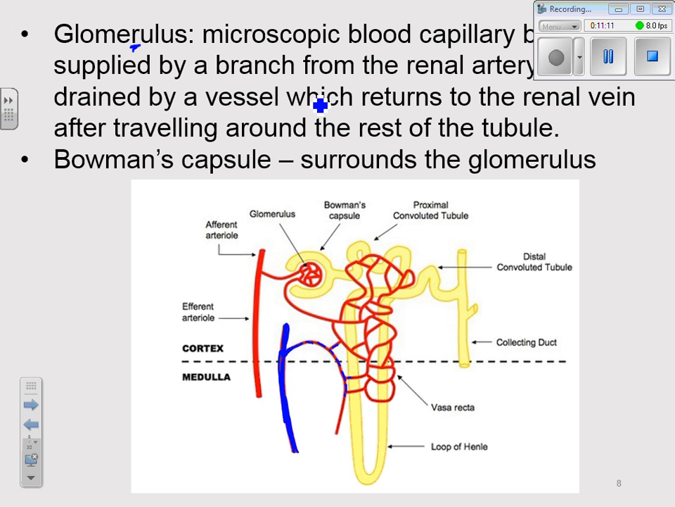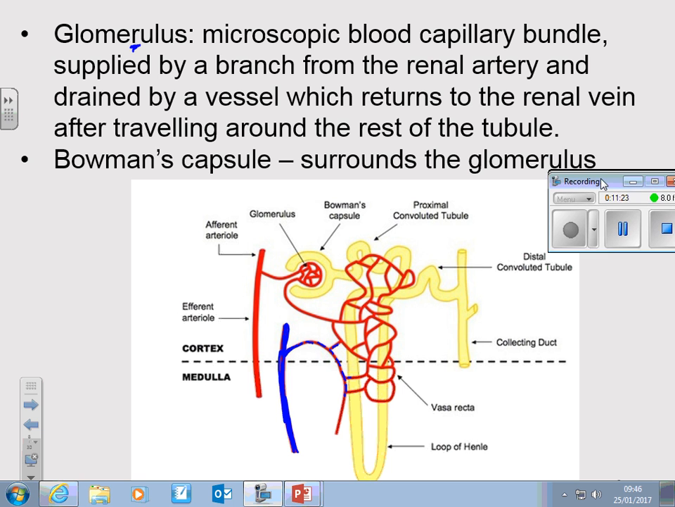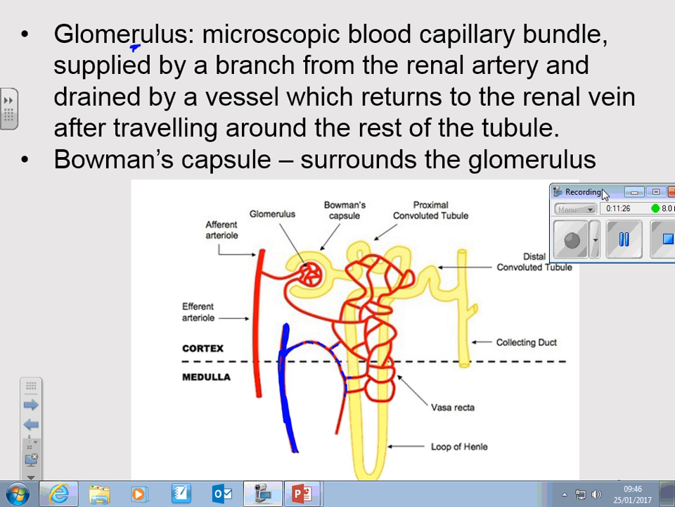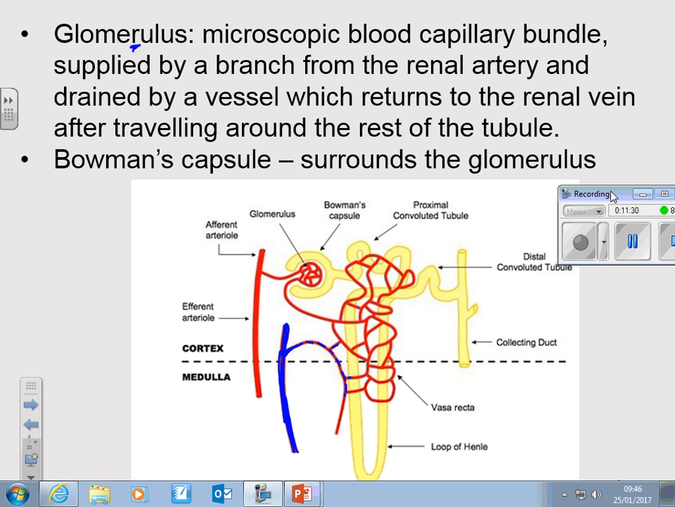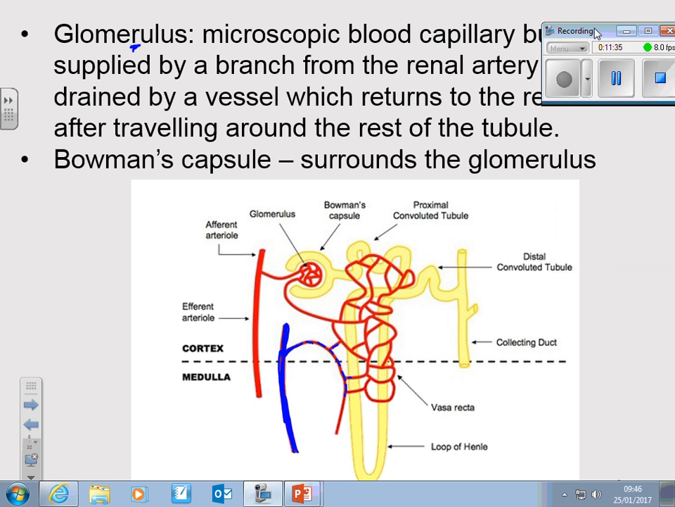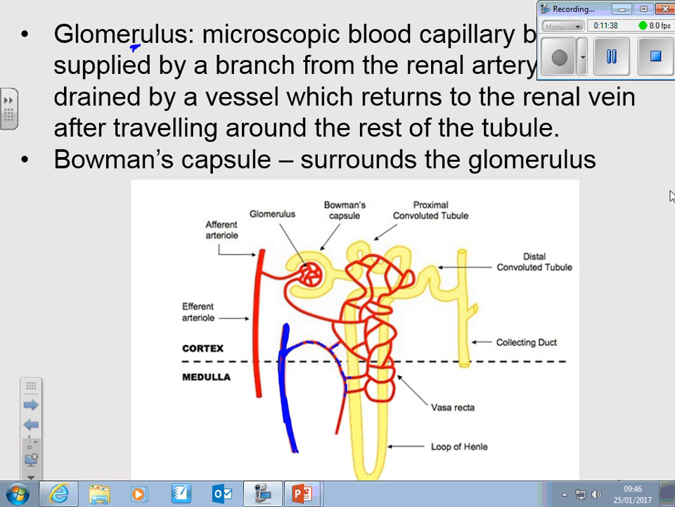So yeah, it's a microscopic blood capillary something. Right, I'm going to have to briefly remove the recording panel across because I can't remember. Oh, right, a microscopic blood capillary bundle. It's like a little sort of tangle almost of capillaries supplied by a branch from the renal artery. Okay, so we've got this little bundle of blood capillaries in the glomerulus. So this thing here is this little tangle of blood capillaries.